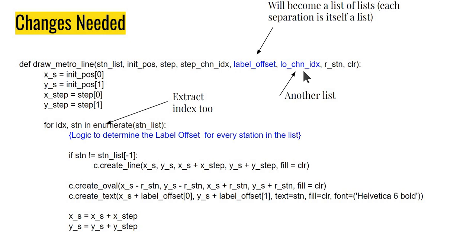Now, once I pass these inputs in, once again I'm going to extract both the index and the station, just like I was doing for the steps. And now I need a bit of logic to determine the label offset for every station. Once again, you can see that this is almost exactly the same as figuring out the step for every station.